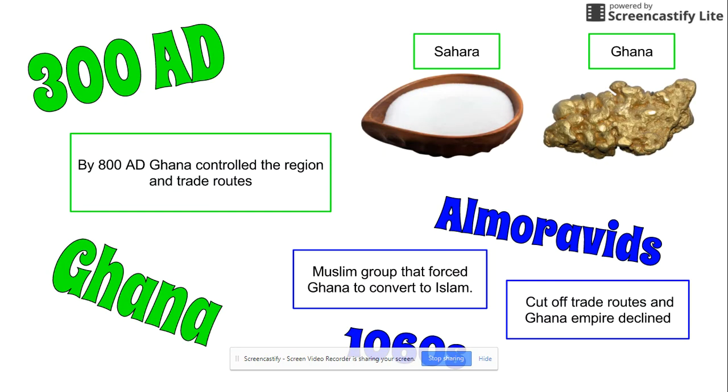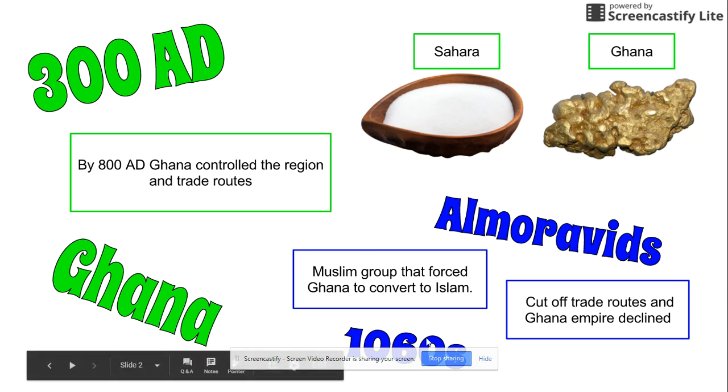So the Empire of Ghana, or the Kingdom of Ghana, starts to flourish around 300 AD. It controlled the region and therefore the trade routes, primarily salt that they gained from the Sahara Desert, and then gold that was found within Ghana itself. These were two major goods that were traded along the trade routes controlled by Ghana, making it very powerful, so that it was able to supply an army and become a very powerful kingdom.